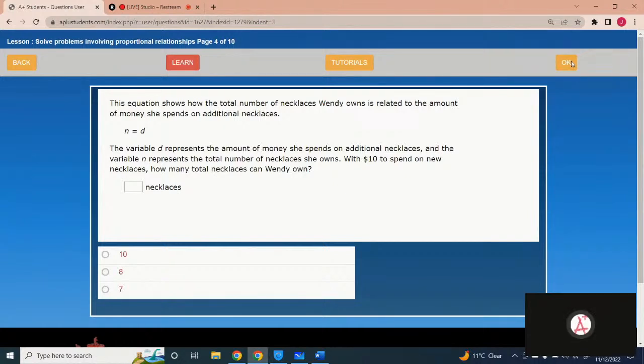You are given the value of D is 10, so then the value of N is, yes, very good, N has the value 10. Got it? Just select the correct option and then click on the OK button.